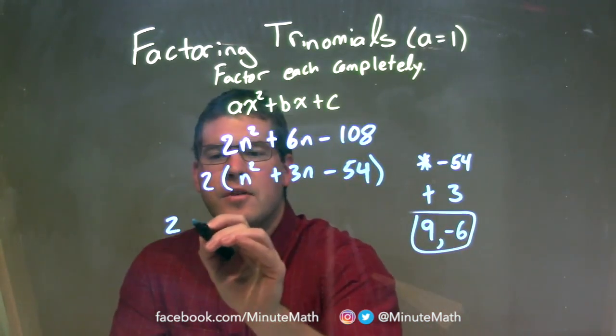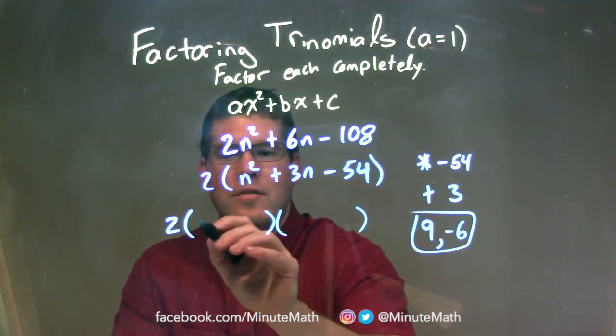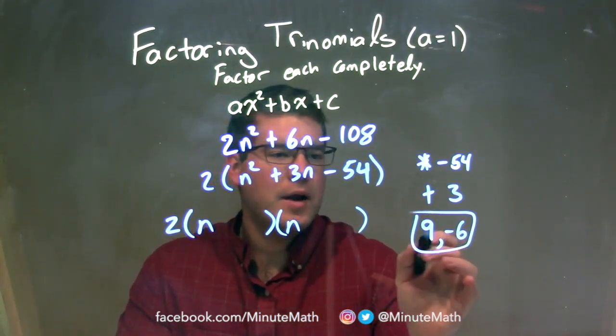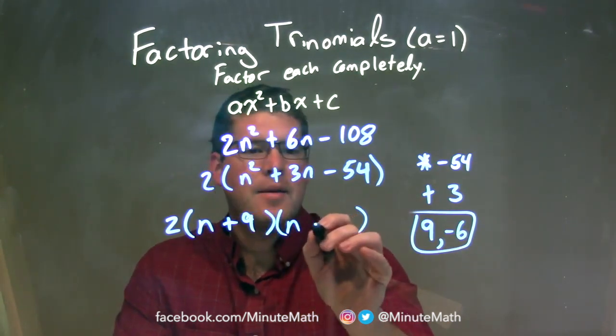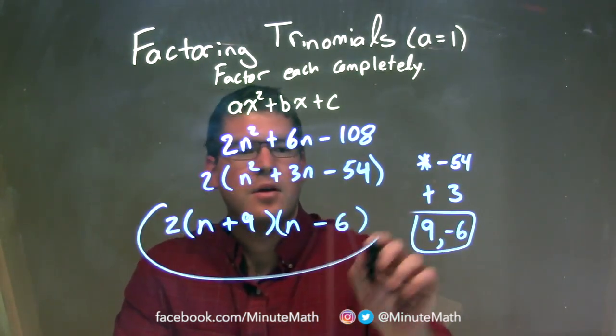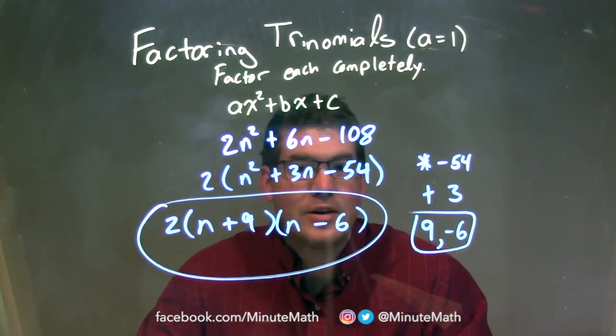So when we break this apart, the 2 still stays outside, and we have our two parentheses here. We're going to have n at the beginning of each one, and then the numbers we found: n plus 9, like that, n minus 6. And there we go. Our final answer is 2 times n plus 9 times n minus 6.